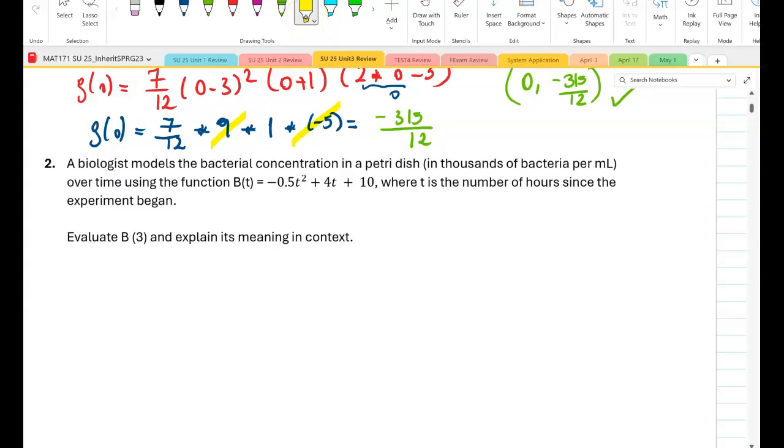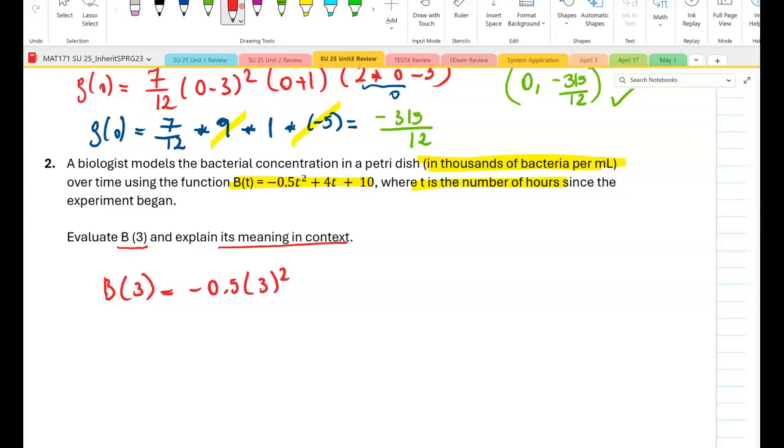It's related with interpretation. A biologist models the bacteria concentration in a petri dish in thousands of bacteria per ml over time using the function this, where t is the number of hours since the experiment began. Evaluate b of 3 and explain its meaning in the context. Okay, so b of 3, we're going to compute a function value at a point, but we have to interpret it afterwards.